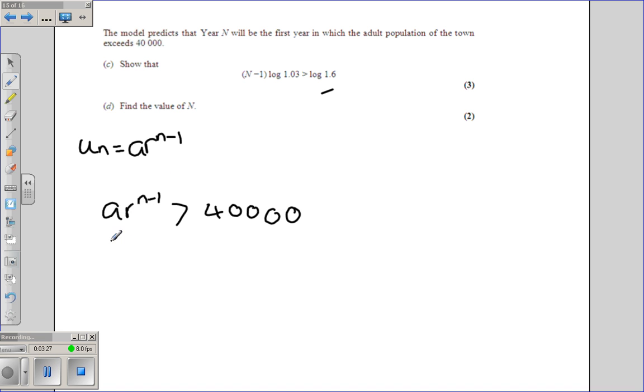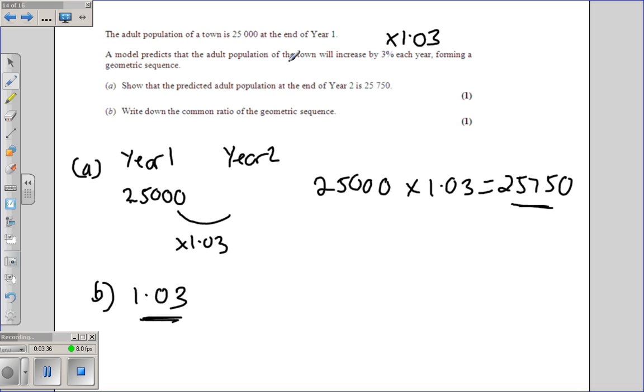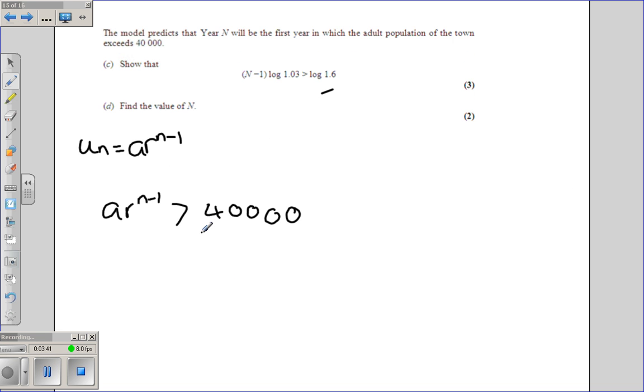Now, do we know anything about that? We don't know n because it's saying year n. We know what a is because it was the first term, which was 25,000, and we know what r is, it's 1.03. So let's just fill the bits in there. So we've got 25,000 multiplied by 1.03 to the n minus 1 exceeds 40,000. So even without attempting to answer this part, we've just written down what that says with some maths.